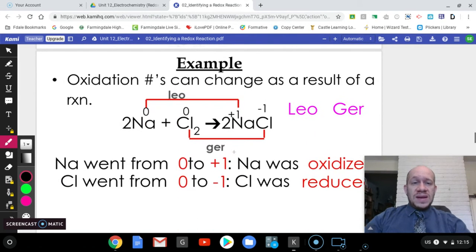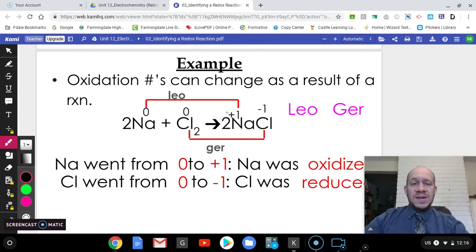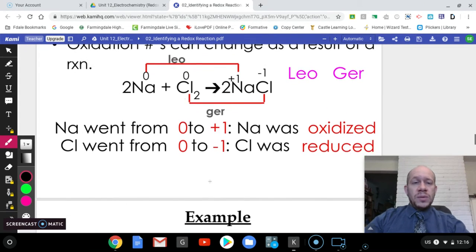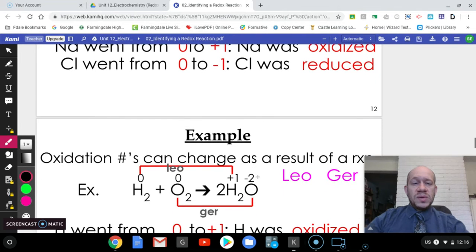So for example, oxidation numbers can change as a result of a reaction. So if I have my sodium plus my chlorine to produce sodium chloride, we first assign oxidation numbers to all of our elements. So sodium is a 0, chlorine is a 0. On this side, sodium is now a +1, and chlorine is a -1. So sodium went from 0 to +1. So if I'm going up in my oxidation state, because I've lost electrons, sodium was oxidized. Chlorine went from 0 to -1, so it gained electrons, and that oxidation state was reduced.